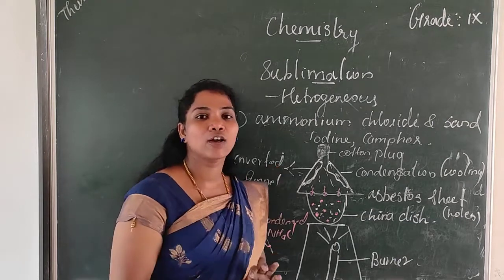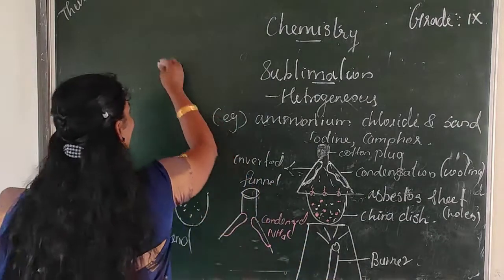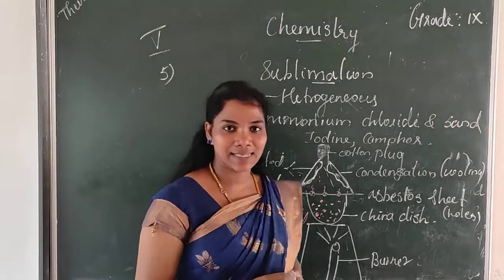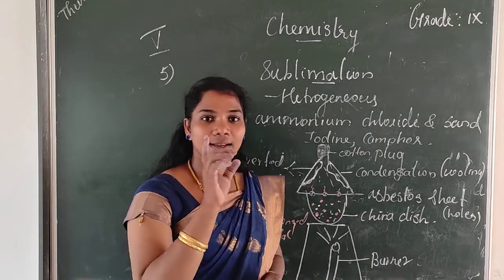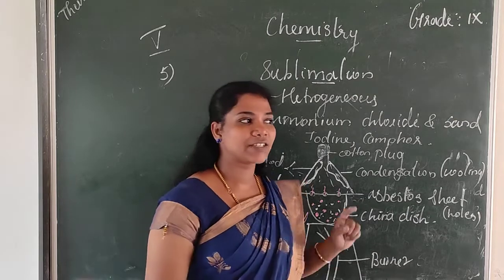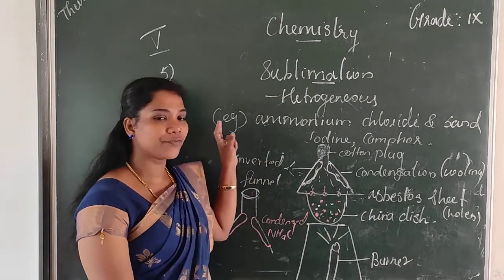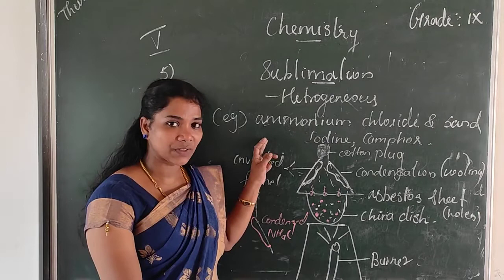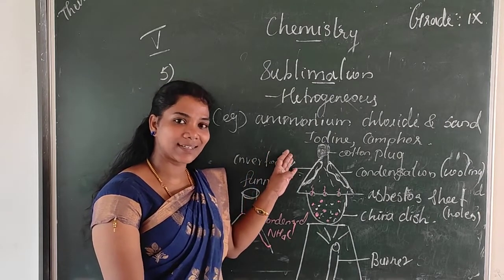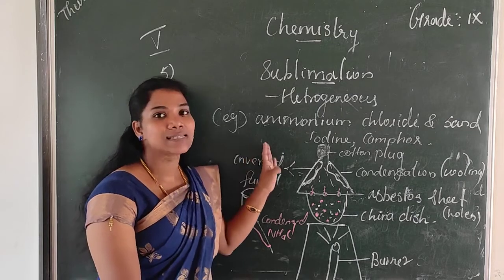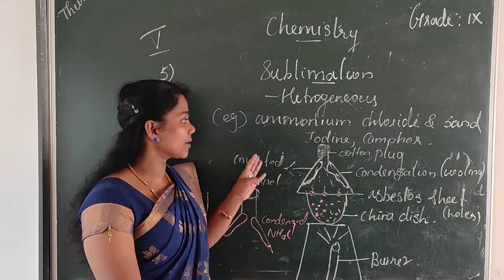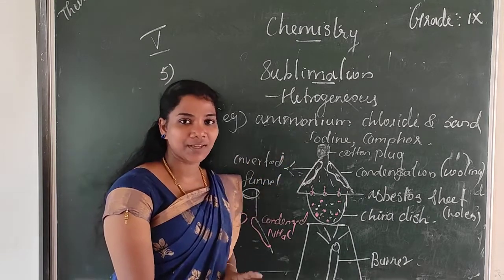At the book back, Roman number 5, you have a question: define sublimation. Under the heading sublimation, you mark the first 4 or 5 lines. Sublimation is the direct conversion of solid into gas without undergoing a liquid state. Again on cooling, the vapor condenses into solid. This process is known as sublimation. With the example, you can mark any one example, either iodine or camphor, etc.